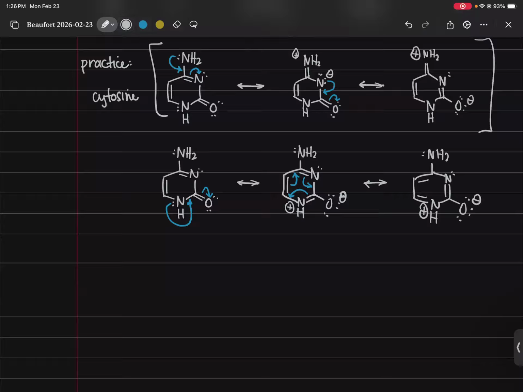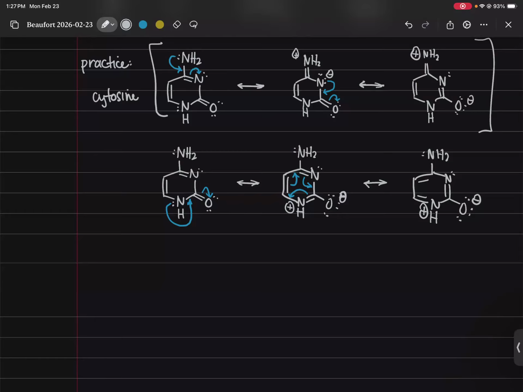Okay, there's some that I came up with. The first thing I did was bring a lone pair on this NH2 down to form a pi bond and then break a pi bond to make a lone pair. As you can probably see, that's a really common motif that happens in resonance structures, a lone pair becoming a pi bond and a pi bond becoming a lone pair. Then I did the same thing again. I took a lone pair, made it a pi bond, and then took a pi bond and made it into a lone pair.